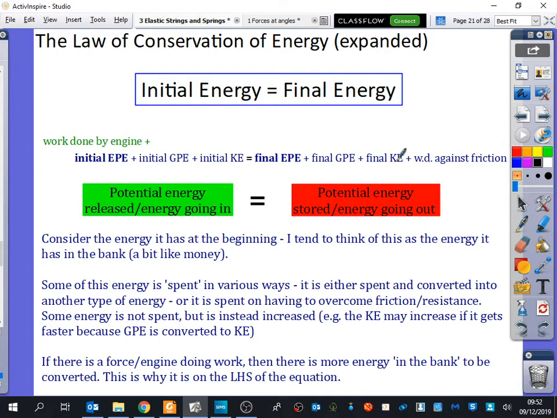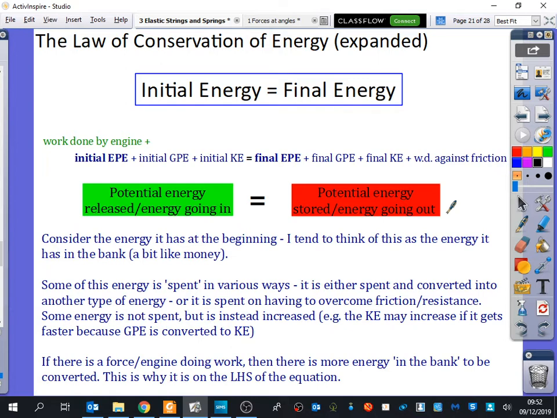However, if there is some kind of force, some kind of friction or resistance that is working against it, that will be on the right-hand side, the work done against friction. If there is an engine or if there is a person who is putting some extra work into the system, that will be on the left-hand side. So the left-hand side has stuff that's going into the system. The right-hand side over here has stuff that is leaving the system, okay? So basically the potential energy released or the energy going in is equal to the potential energy that is stored or the energy going out.